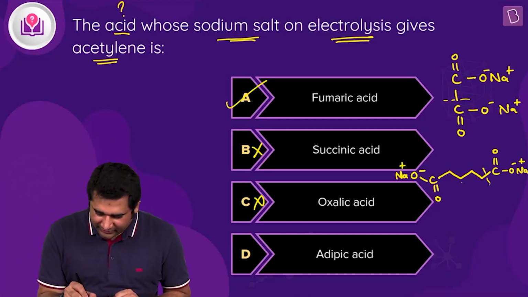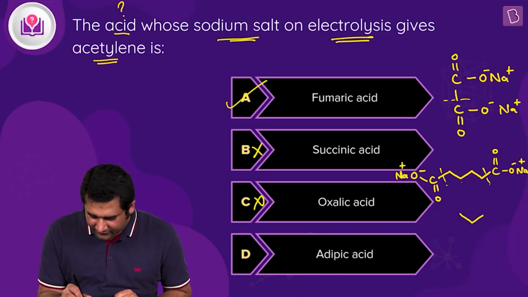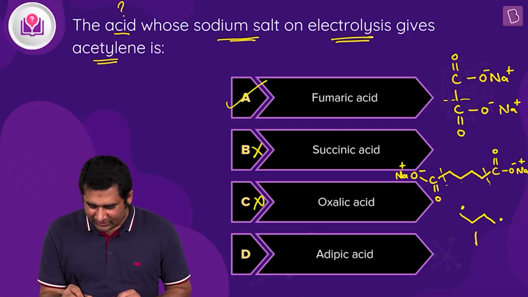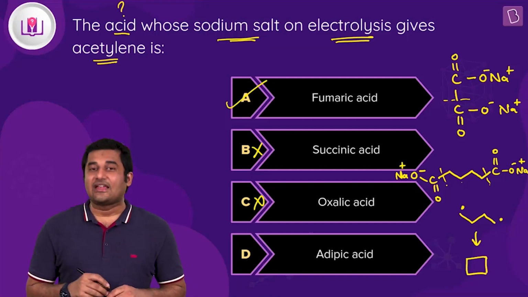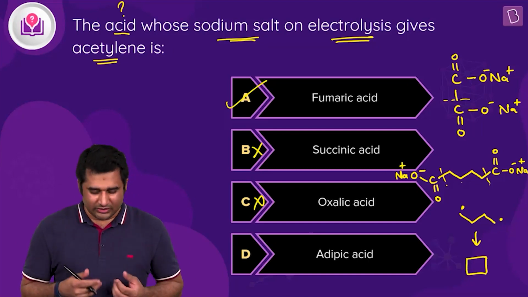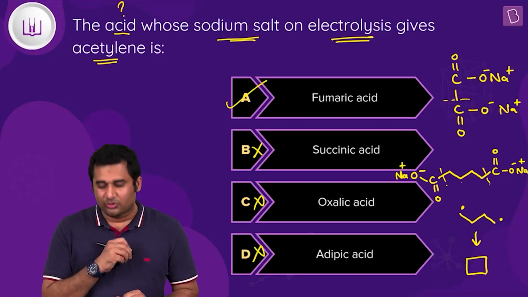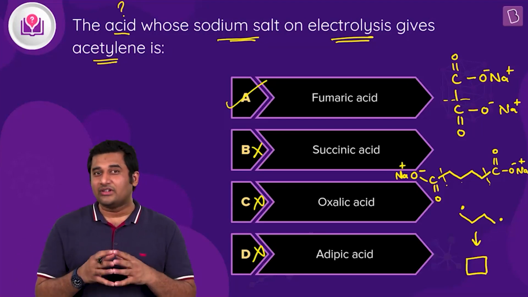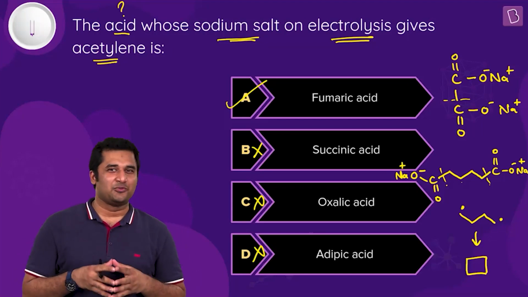So you have to break this, you have to break this. Whatever is left, let's write it. So this is what we are left with. Clear? So now what will happen is, since we are getting a diradical, we just have to join them, and what you will get is a cyclobutane as the product. Clear? So this is what you will get in case of adipic acid. So definitely this also cannot be the correct answer, and hence the only answer to this question is option A, that is fumaric acid.